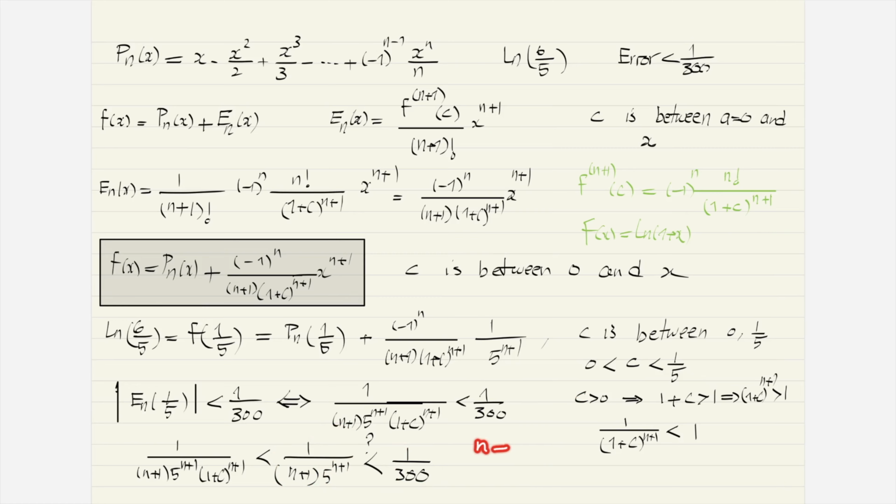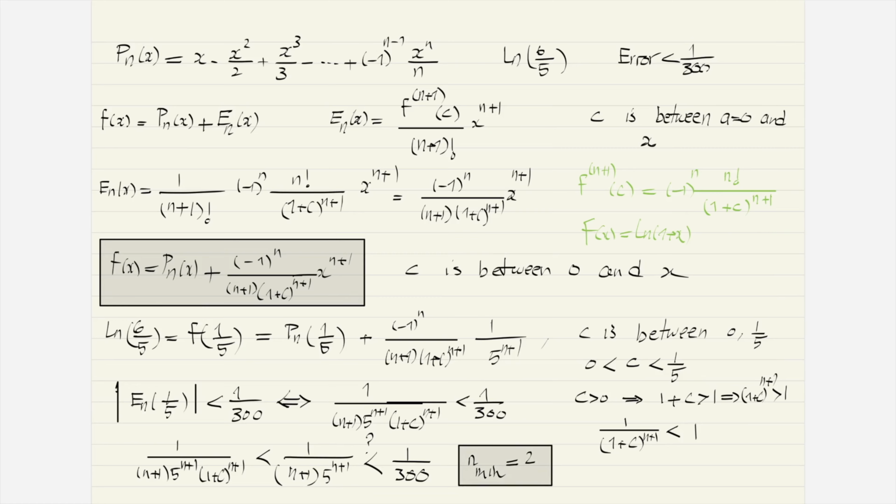So what about n equals 2? If n is 2, this number becomes 3, and this becomes 5 to the power 3, which is 125. And now 3 times 125 is 375, so 1 over 375, which is guaranteed to be less than 1 over 300. So this means that the minimum value for n is actually 2.